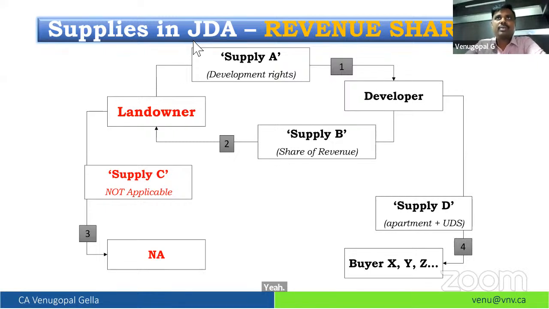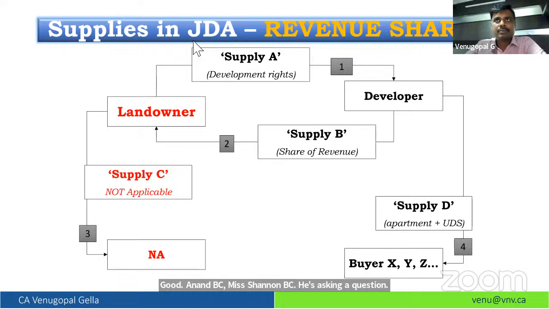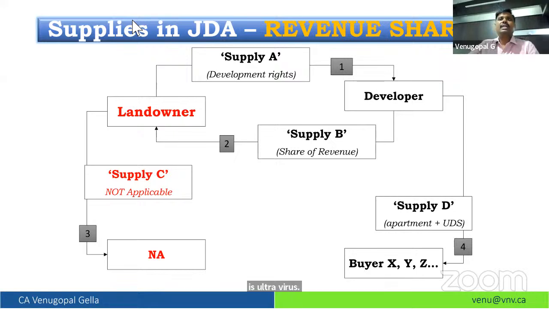So any other questions before we conclude? Sir, excuse me, sir. Yeah. Anand BC is asking a question. Anand sir, if you can, you can unmute and ask the question, sir. Anand sir? Yes, sir. He is asking a question: GST on the construction service with forced 1/3 land deduction is ultra vires, Gujarat High Court decision. Gujarat High Court decision, okay.